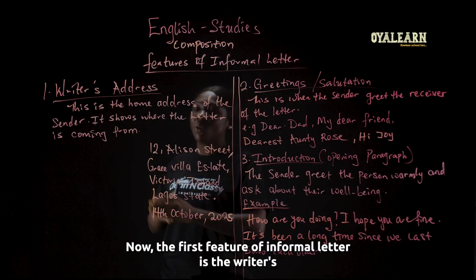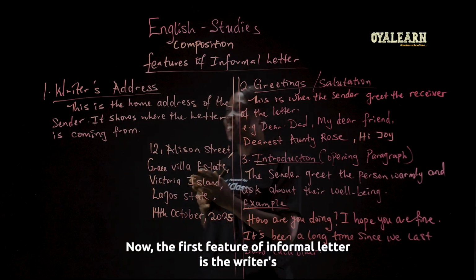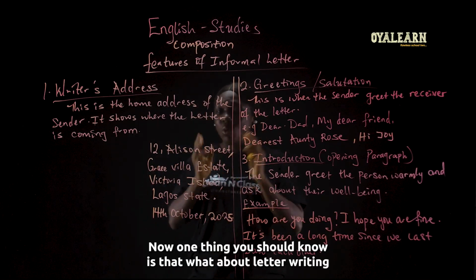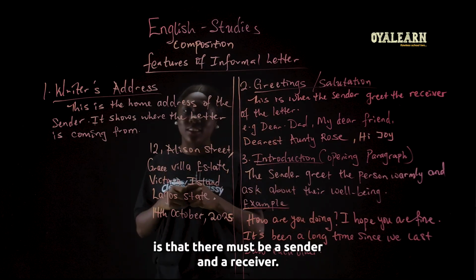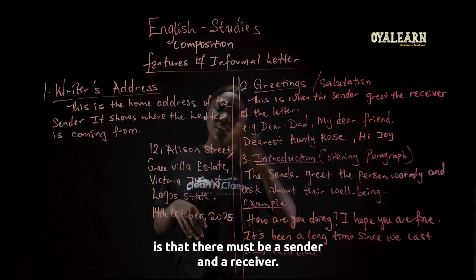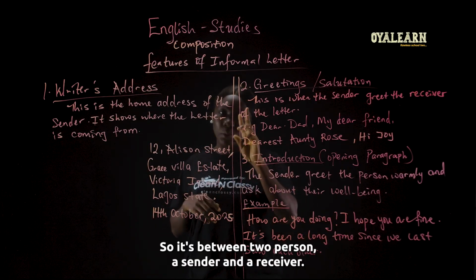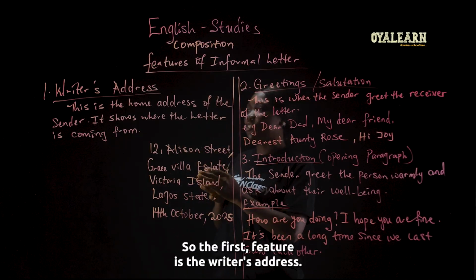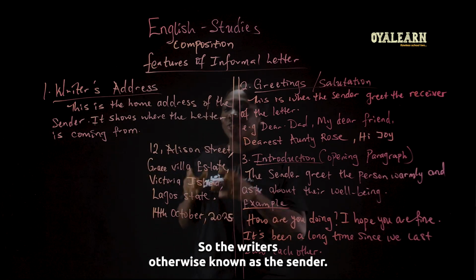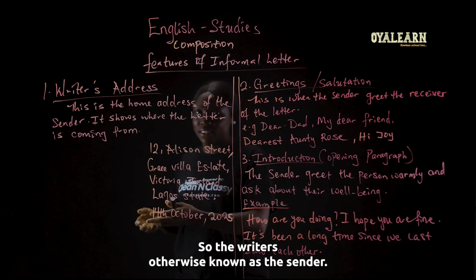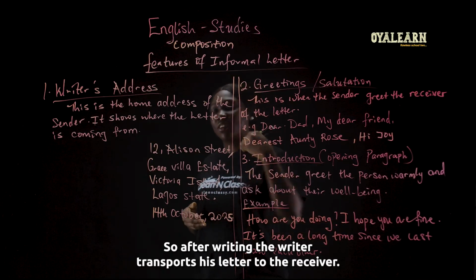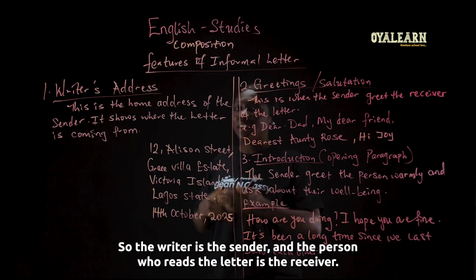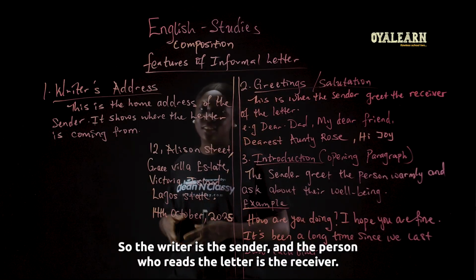Now the first feature of informal letter is the writer's address. One thing you should know about letter writing is that there must be a sender and a receiver. So it's between two persons, a sender and a receiver. So the first feature is the writer's address. The writer is otherwise known as the sender. So after writing, the writer transports his letter to the receiver. So the writer is a sender and the person who reads the letter is the receiver.